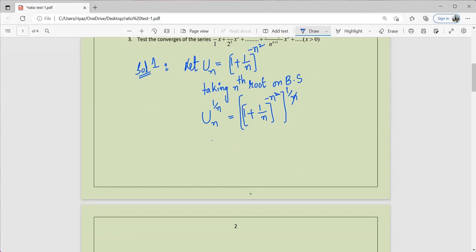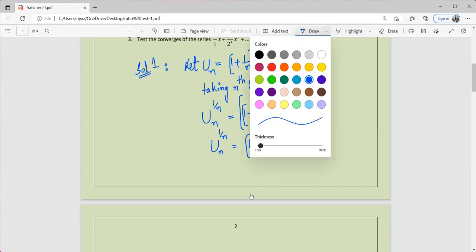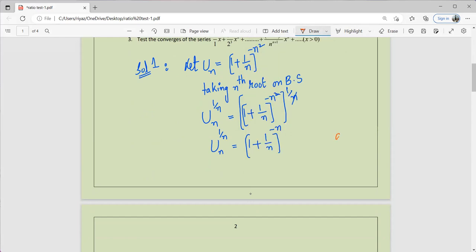Then un whole to the power of 1 by n is equal to, what is left? 1 plus 1 by n whole to the power of minus n is left. And in basic class, we learned one formula: whenever a to the power of minus m is there, we can write it as 1 by a to the power of m. So any number with a negative power, we can write in 1 by form. Okay?